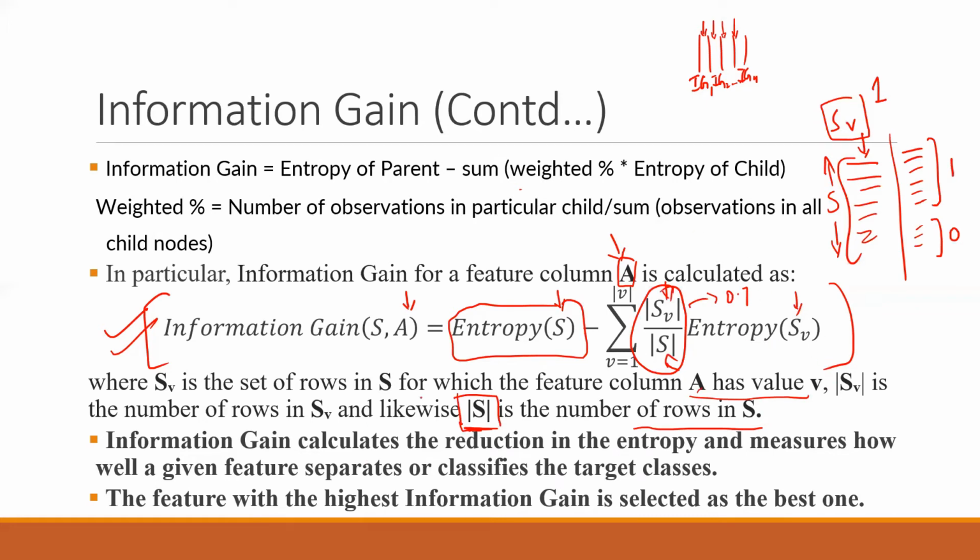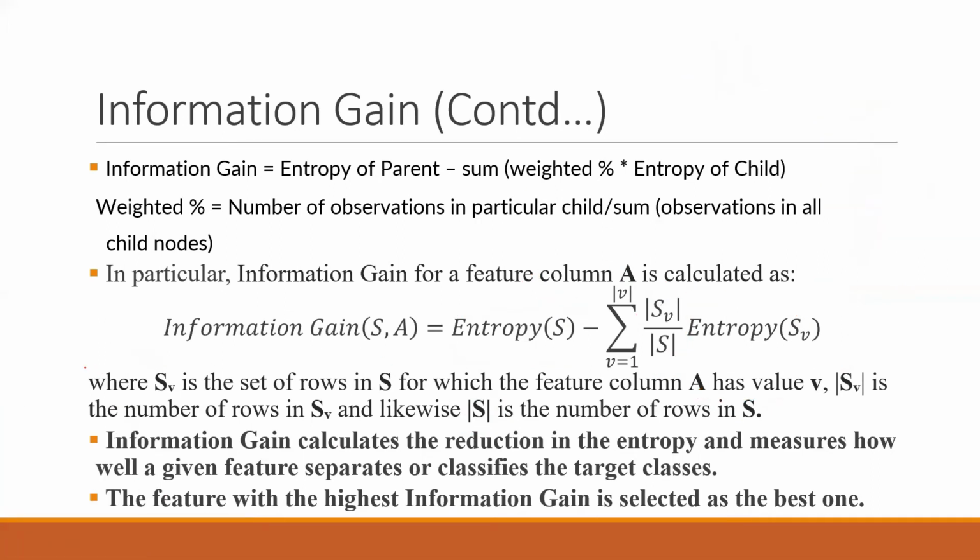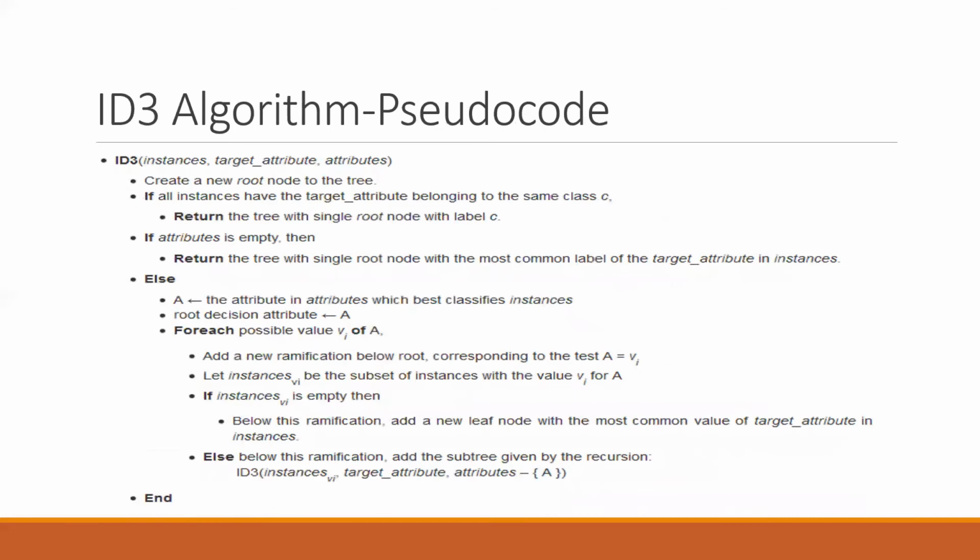You will be calculating the entropy of the entire sample. You will be calculating the entropy of the rows having that particular type of class, and you will be putting all the values in this formula, and you will get the information gain. Information gain calculates the reduction in the entropy and measures how well a given feature separates or classifies the target classes. So the feature with the highest information gain is selected as the best one. I said this earlier also, that whichever feature will have the highest amount of information gain will be selected as the splitting point, and that's how the decision will be made.